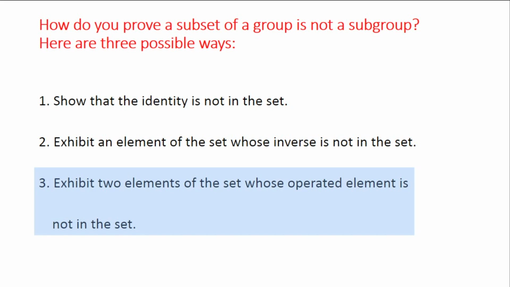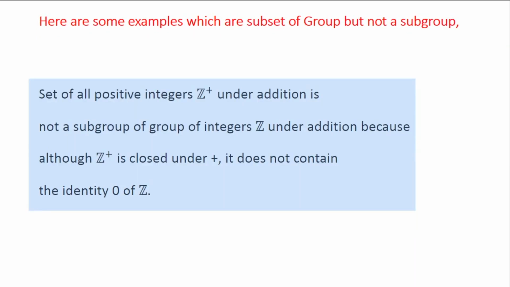And the third one is, exhibit two elements of the set whose operated element is not in the set. Here are some examples which are subsets of a group but not a subgroup. The set of all positive integers Z+ under addition is not a subgroup of the group of integers Z under addition, because although Z+ is closed under addition, it does not contain the identity 0 of Z.